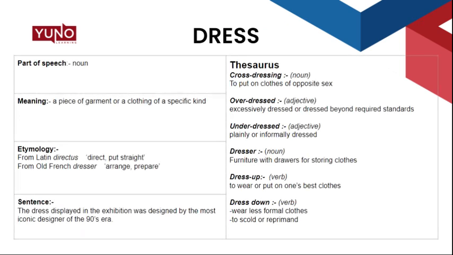The part of speech dress comes from is a noun, meaning a piece of garment or clothing of a specific kind. Etymology, from Latin directus, that means to direct or put straight, from Old French dresser, that means to arrange or prepare. Sentence, the dress displayed in the exhibition was designed by the most iconic designer of the 90s era.